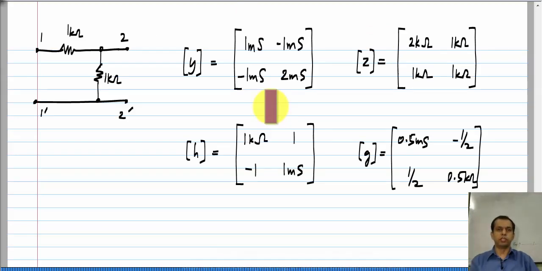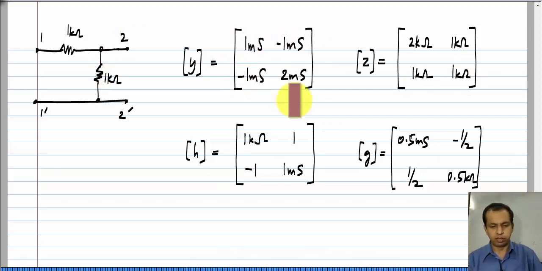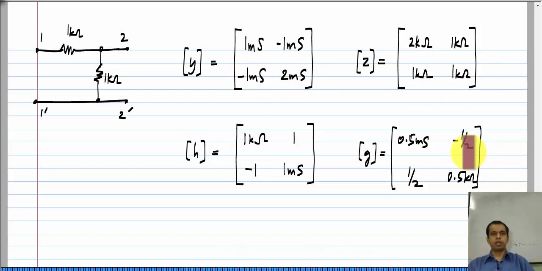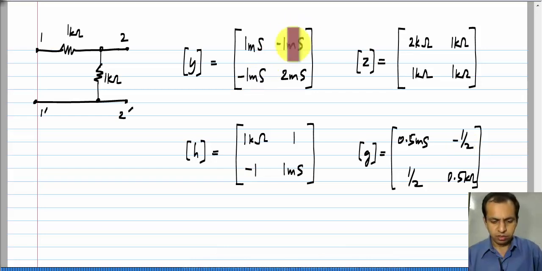So, one of the circuits we evaluated for is this very simple circuit. Just have two resistors of 1 kilo ohm each, and these were the parameter sets. This is the Y matrix, Z matrix, H matrix and G matrix. Now, the interesting thing here which you may have noticed is that the off diagonal elements, that is y12 and y21, are equal to each other.